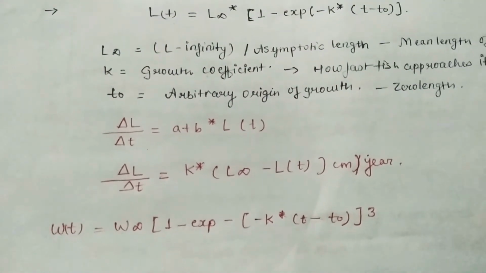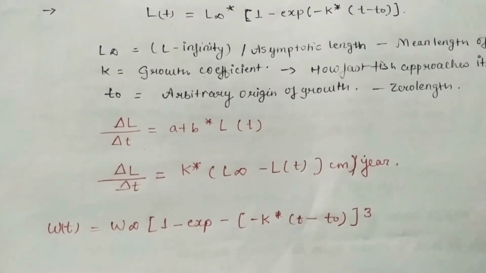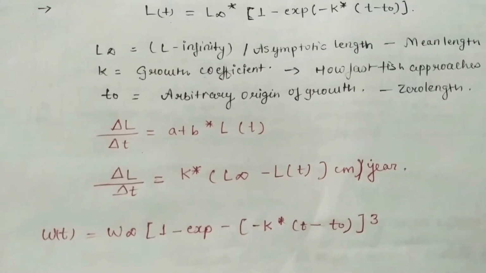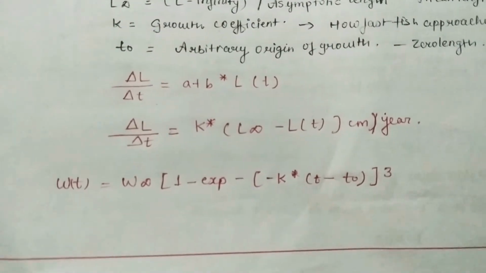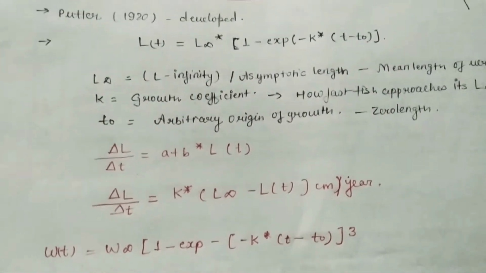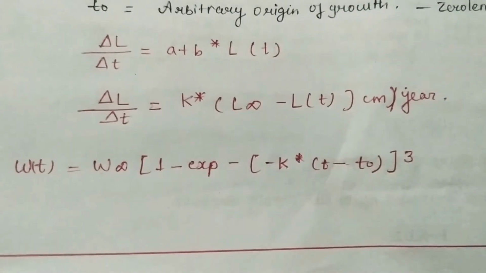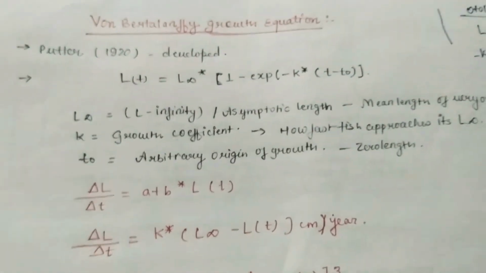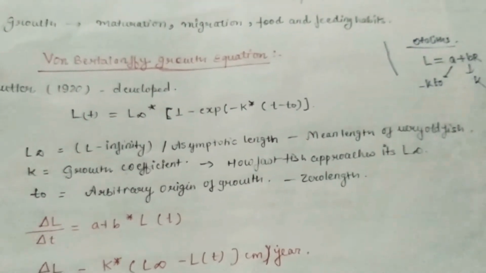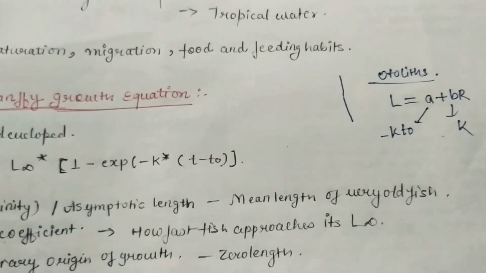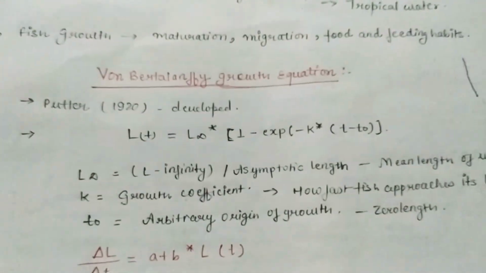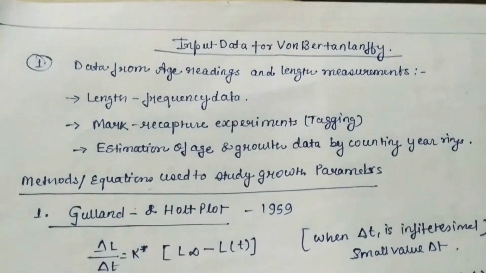And here delta L over delta T is equal to A plus B times L of T, which is the second equation for it, and the last one is for weight. This is the length equation and this is the weight equation. So we have to just remember these equations from the exam point of view, and we have to know what each term in this equation signifies. We don't have to do anything else here, we just have to remember all these equations.